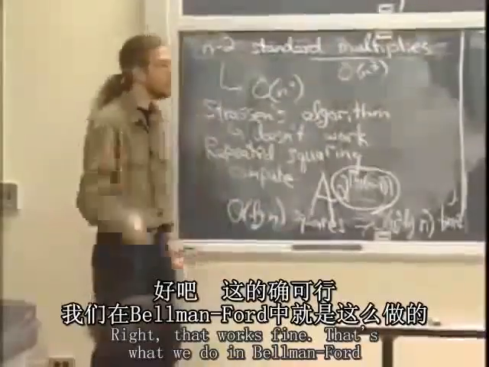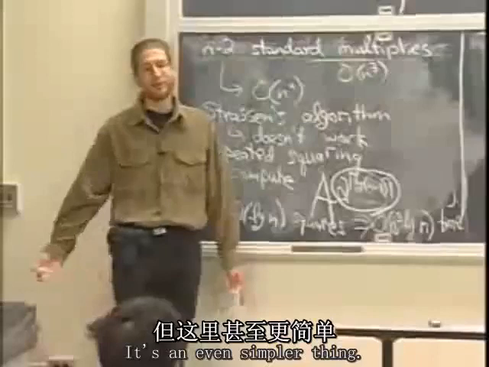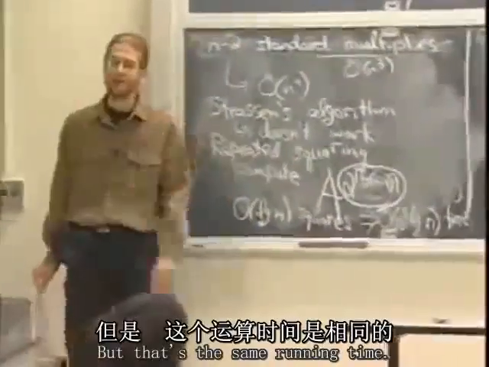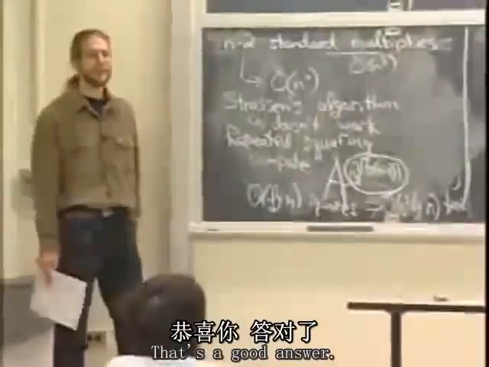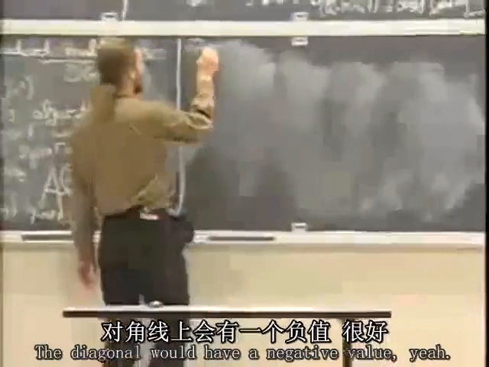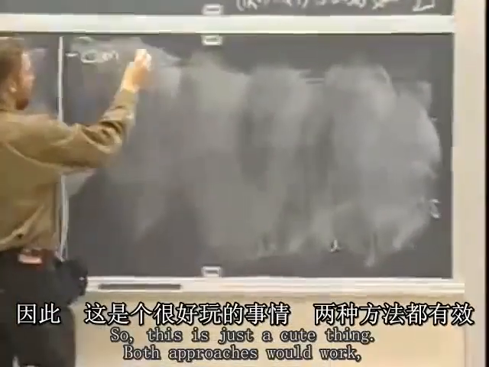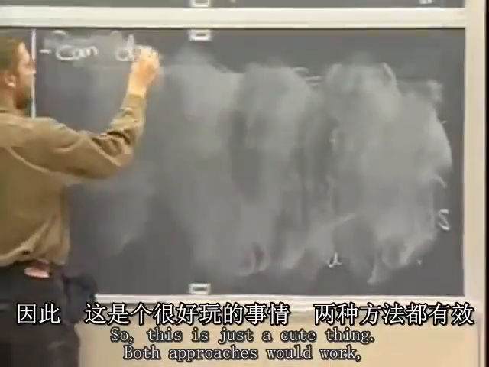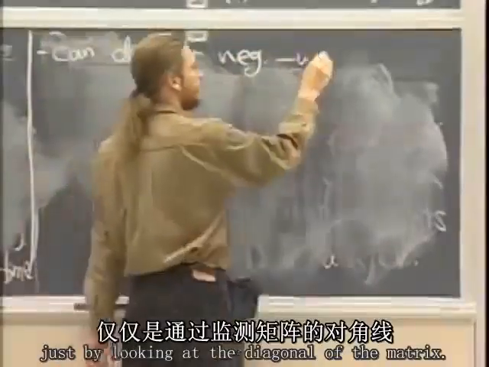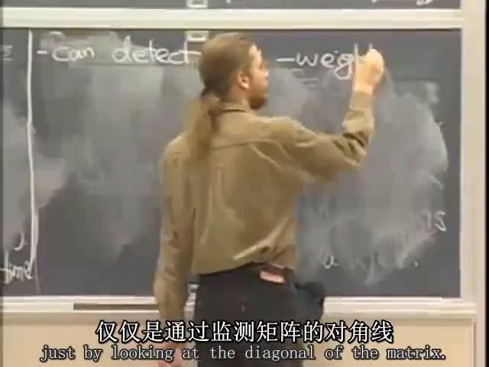That works fine. That's what we do in Bellman-Ford. It's an even simpler thing. It's already there. You don't have to multiply. But that's the same running time. That's a good answer. The diagonal would have a negative value. So this is just a cute thing. Both approaches would work. You can detect a negative weight cycle just by looking at the diagonal of the matrix.